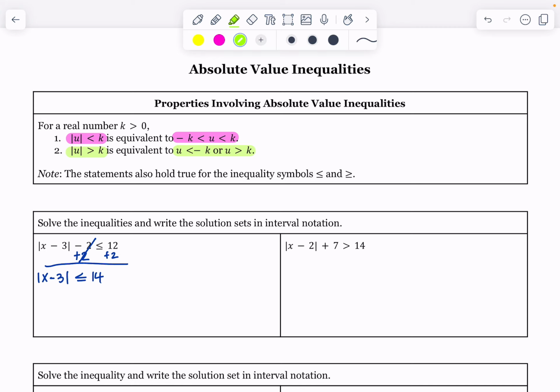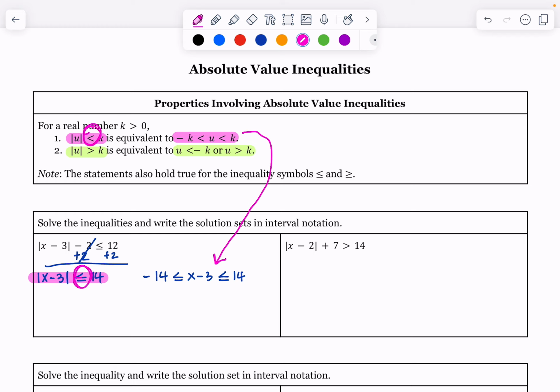Now, when we look up at our properties, we see that we have a less than or equal to, and so that correlates with what we highlighted in pink up here. So that means that the absolute value of x minus 3 is less than or equal to 14 is equivalent to negative 14 is less than or equal to x minus 3, which is less than or equal to 14. All we did is we took what was here and put it here. Because we had a less than sign here, we could write our inequality in this form.